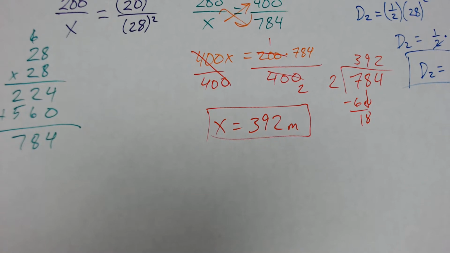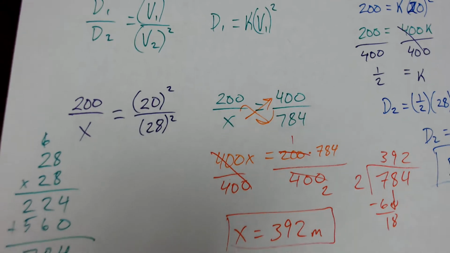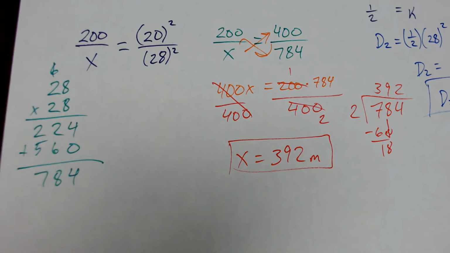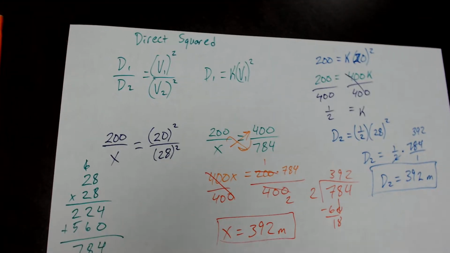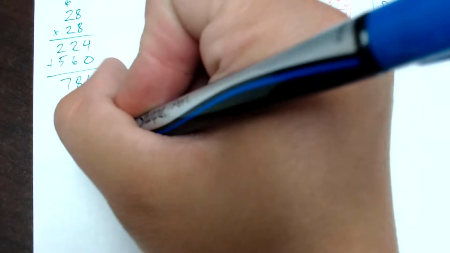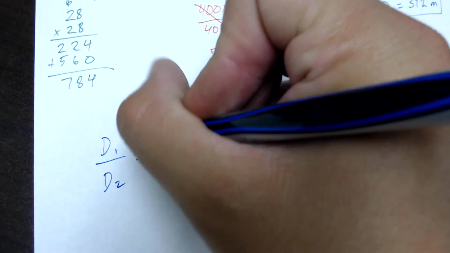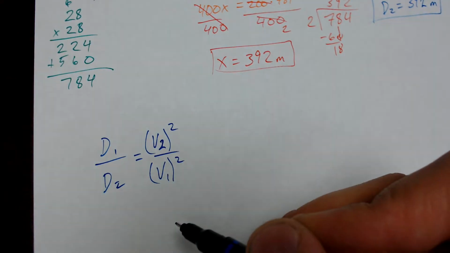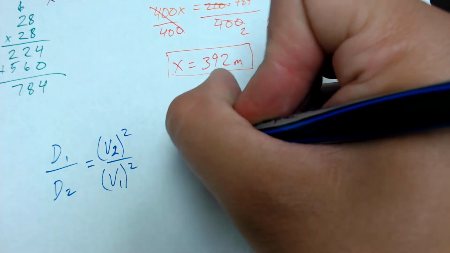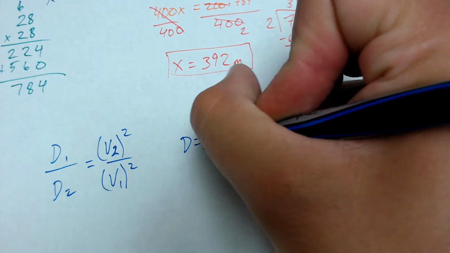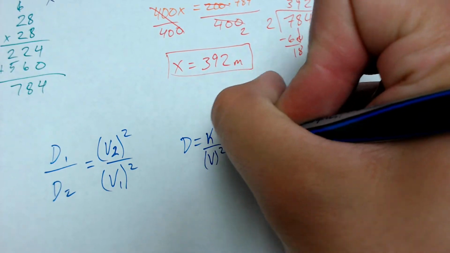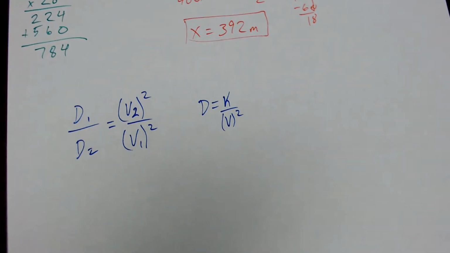Now let's go ahead and do the equation inversely. The equation for inverse, if I'm still using distance and velocity, would change to distance 1 is to distance 2 as velocity 2 squared over velocity 1 squared. So that inverts. And then the scale factor version would be distance is equal to the constant divided by velocity squared. So that would be the new equation if it were inversely squared.